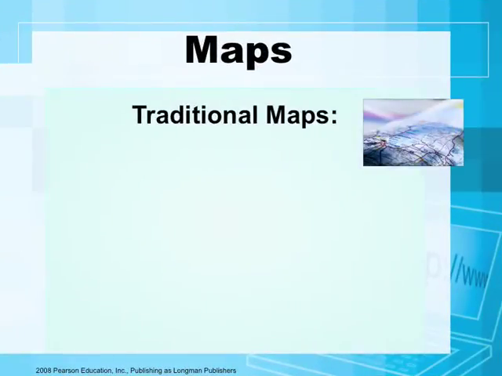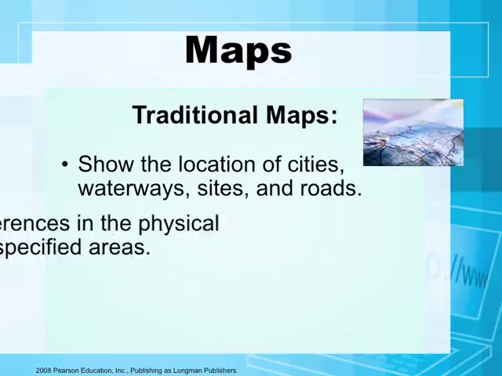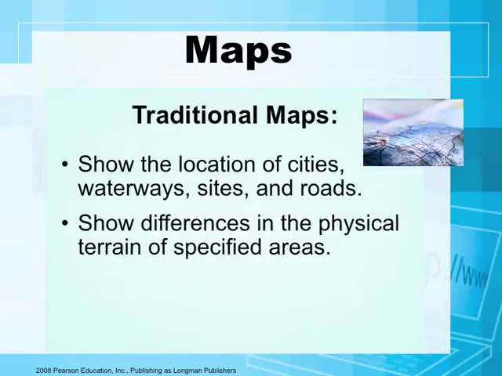Maps. What do traditional maps do? A traditional map is like a Thomas guide that you would keep in your car. It shows the location of cities, waterways, sites, and roads, and is typically color coordinated so you know what is what. It shows the difference in the physical terrain of specified areas, if it's mountainous, if it's water, or if it's the desert.